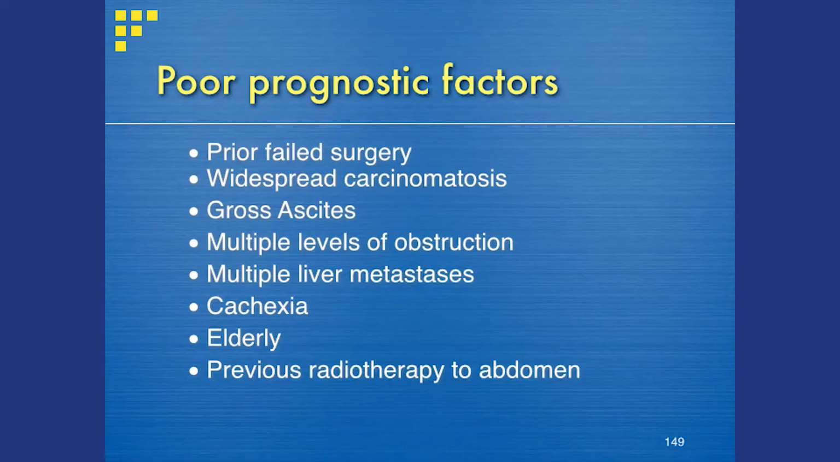These are poor prognostic factors for surgery. Most of these are common sense. If they've had surgery before and it didn't work, if you know that they have widespread disease, gross ascites, multiple metastases, frail elderly, those are pretty obvious. Previous radiotherapy, the surgery is often a disaster if they've had previous radiotherapy.